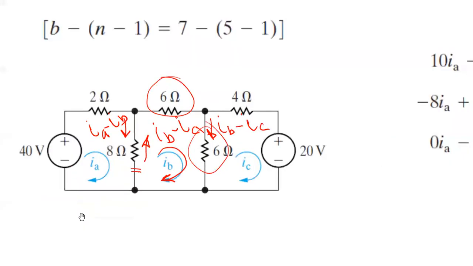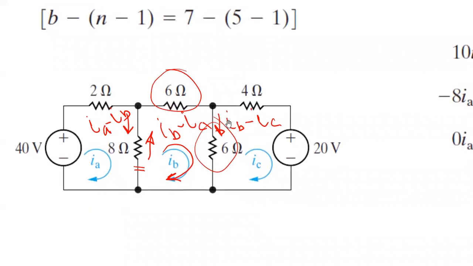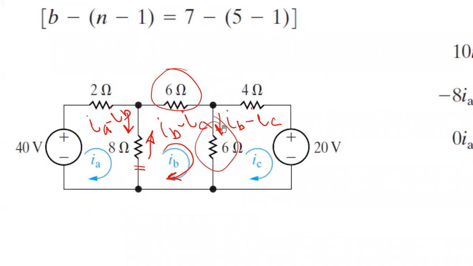Yes. Okay, now write please KVL for the third mesh. Write please KVL for the third mesh. So you need to multiply 6 by the current which is going upward. You need to multiply 4 by the current which is going in this direction. And you need to see whether 20 volt will be negative or positive.